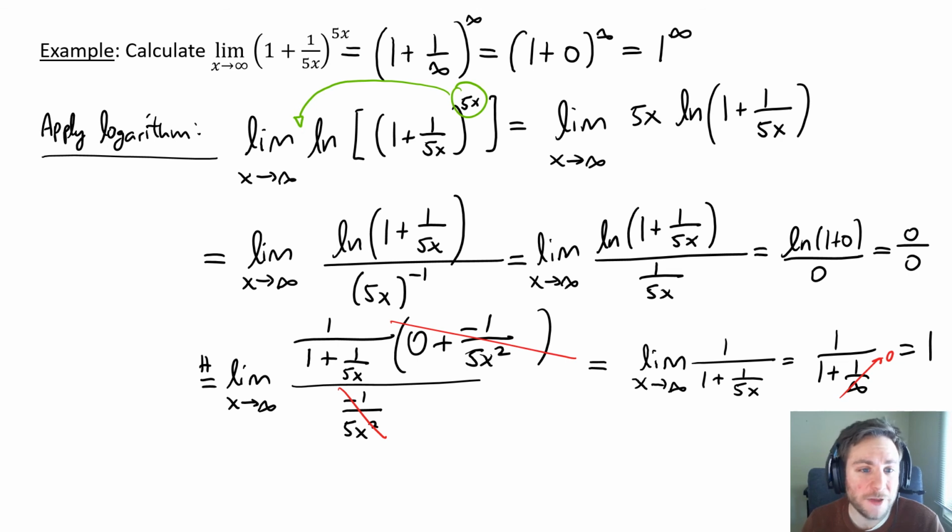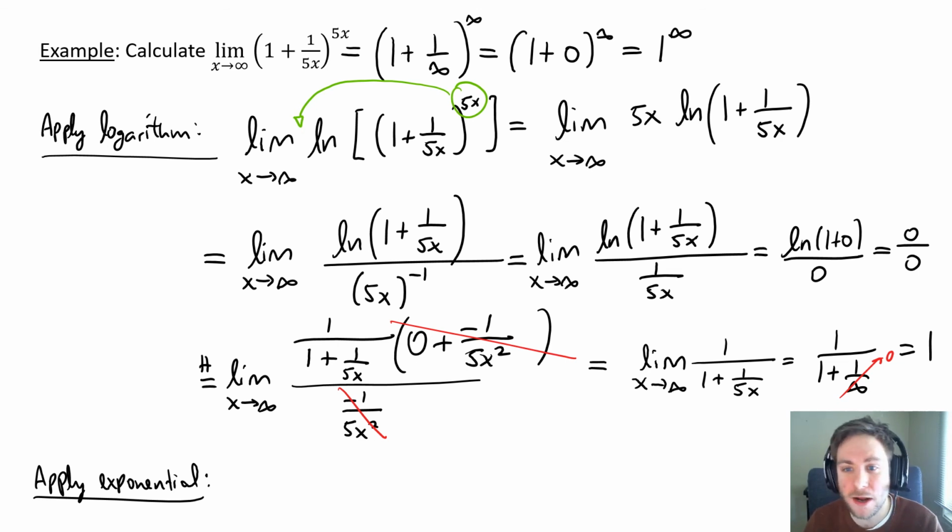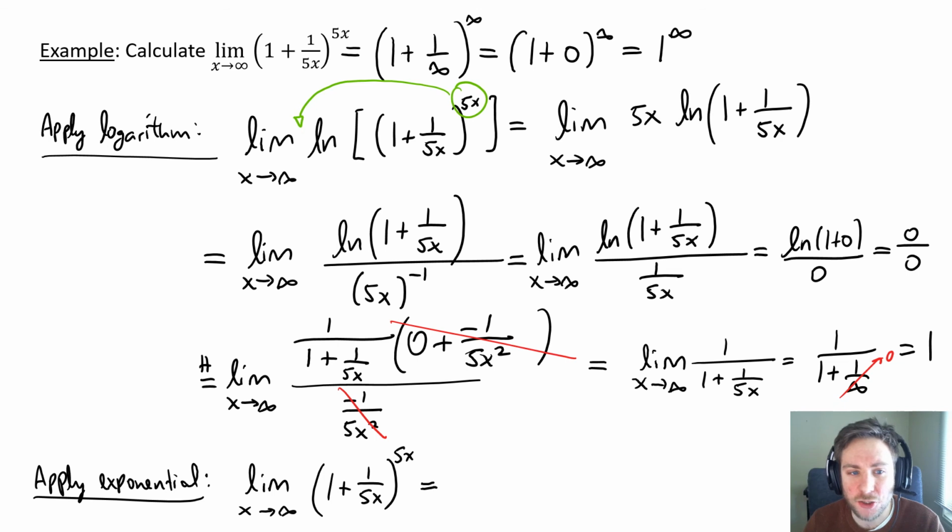But this is not the answer to the question. At the end, we still need to apply an exponential to cancel out our application of the logarithm. So to get the limit we actually want, we take this value we just found, which is 1, and then take e to the power of that value. E to the power of 1 is just e, so this represents our final answer.